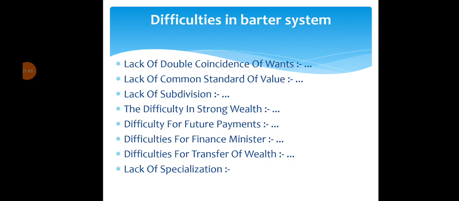So, there were many difficulties that arose in this barter system. There was lack of double coincidence of wants, non-existence of common measure of values, lack of contract between buyer and seller directly, lack of surplus stock. There were many difficulties for future payments, difficulties for finance to manage, difficulties for transfer of wealth, and lack of specification.